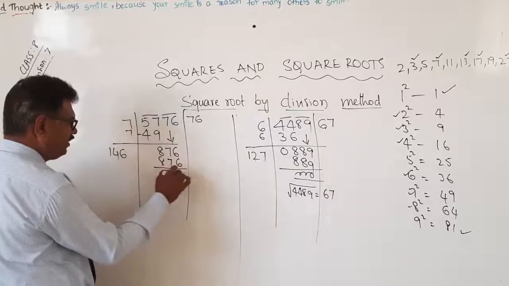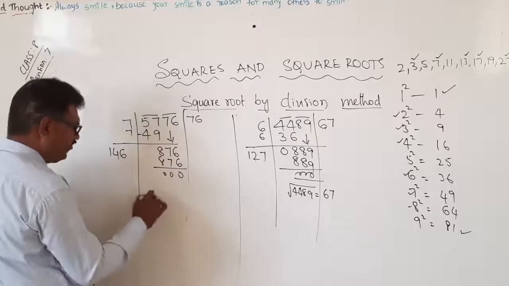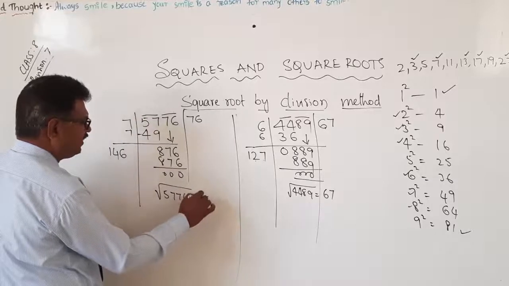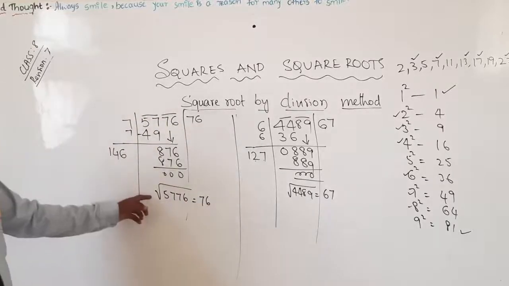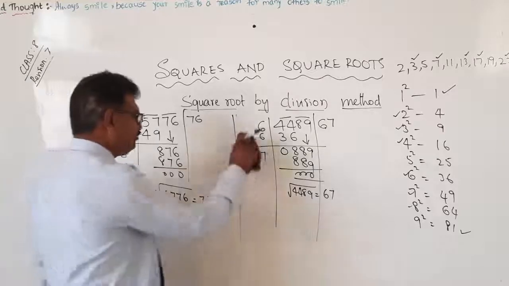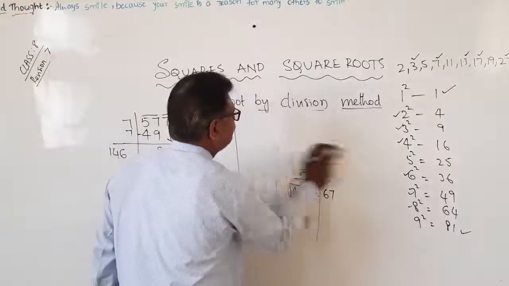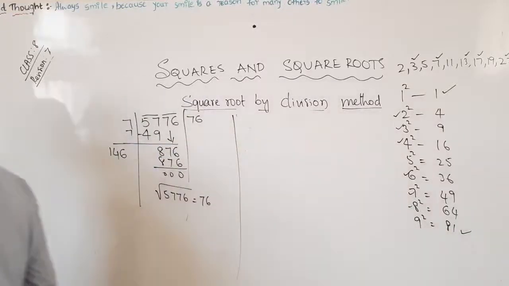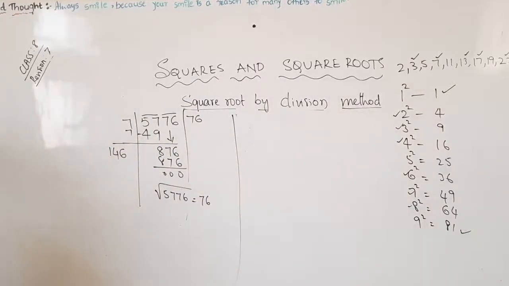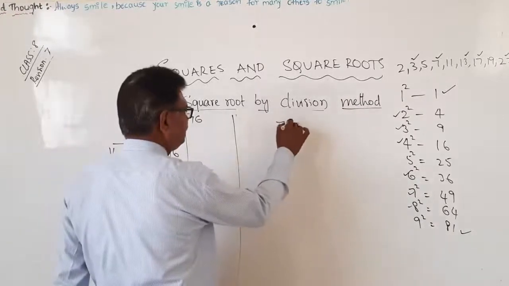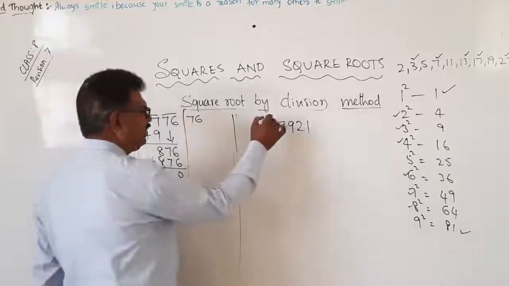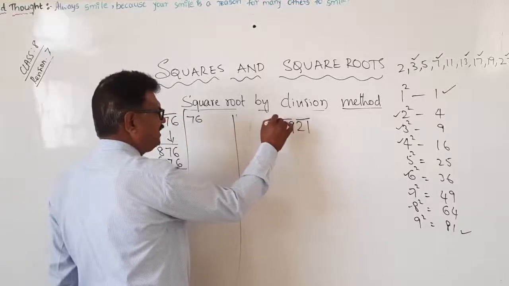Like this. Okay? Therefore, the square root of 5776 equals 76. So this is the symbol. You should write the symbol. Very simple. Okay? One more number. So very simple. Again like this, again like this.